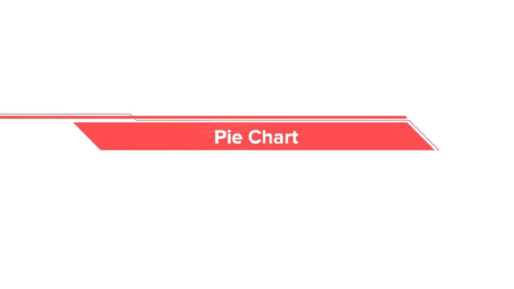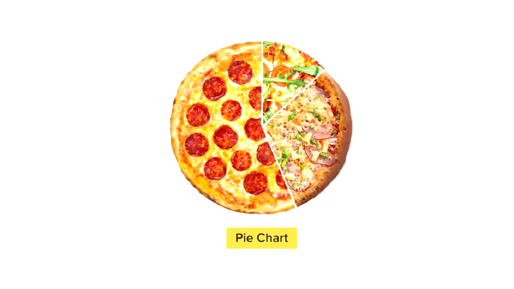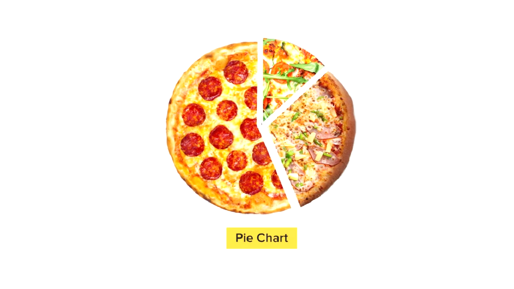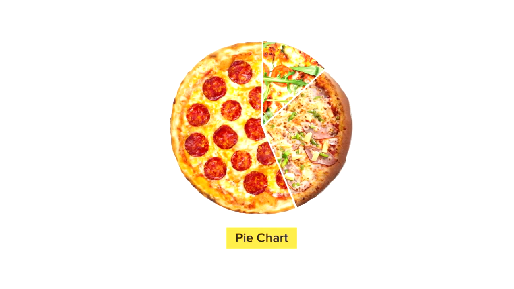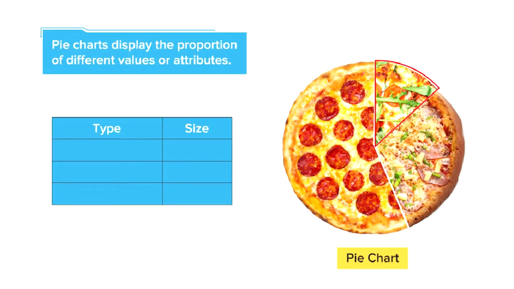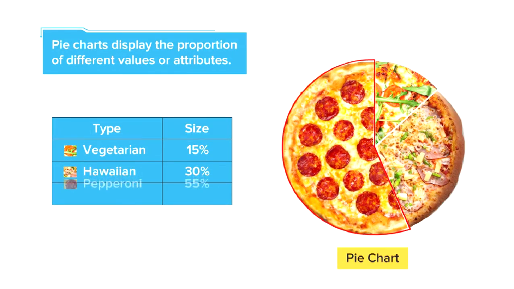Now let's move on to pie charts. As the name suggests, a pie chart is displayed as a pie or a slice or a piece of a pizza. Each portion of the slice represents the share of the variable. It is one of the widely used graphical representation charts where we want to display the proportion of different values or attributes.